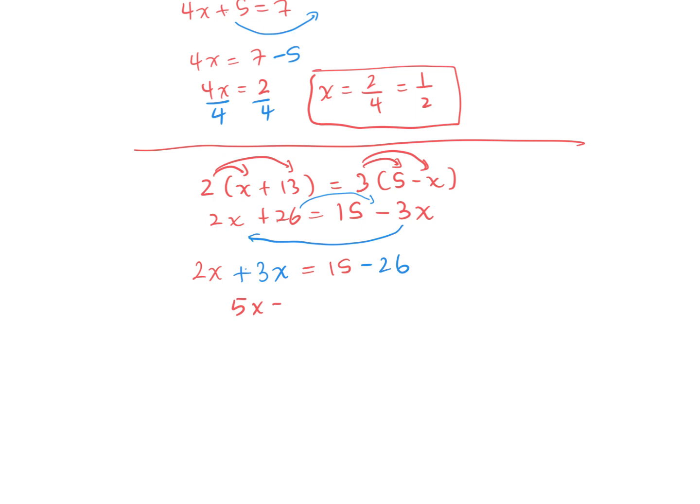2x plus 3x is 5x. 15 minus 26 is negative, what's that, 11. And then we'll divide by 5. So x is negative 11 over 5. It doesn't have to be a whole number. It can be a fraction.